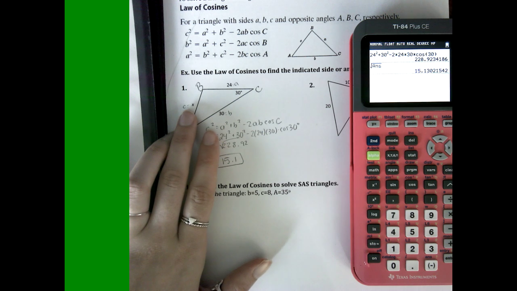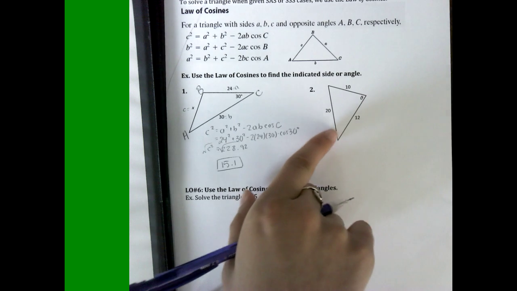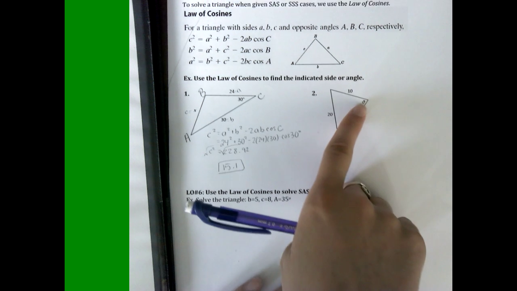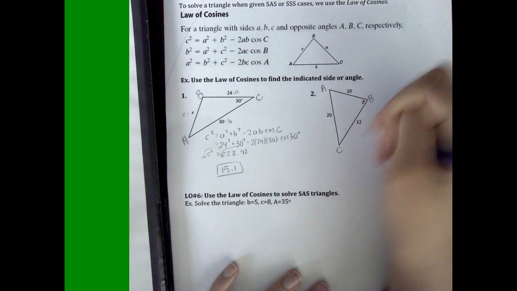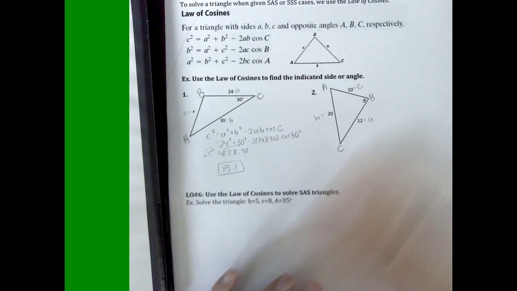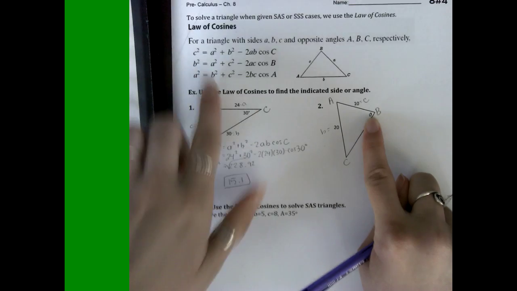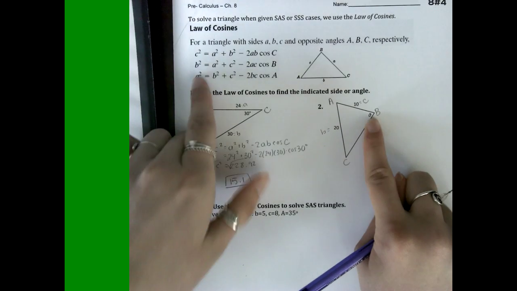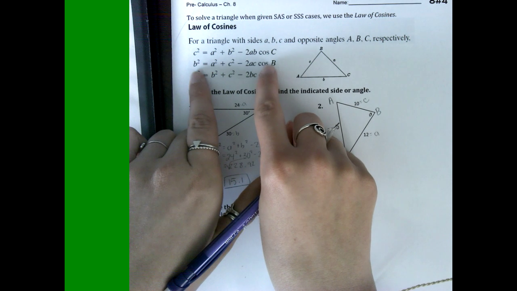We can also use law of cosines to find an angle if you are given the side-side-side case. Here we're given all three sides and we don't know any of the angles yet. Here we want to find this angle. So you can again set up ABC. It doesn't matter how you label it. In this case, I'm looking for angle B. This is the only formula that has an angle of B, so I'm going to choose this formula.